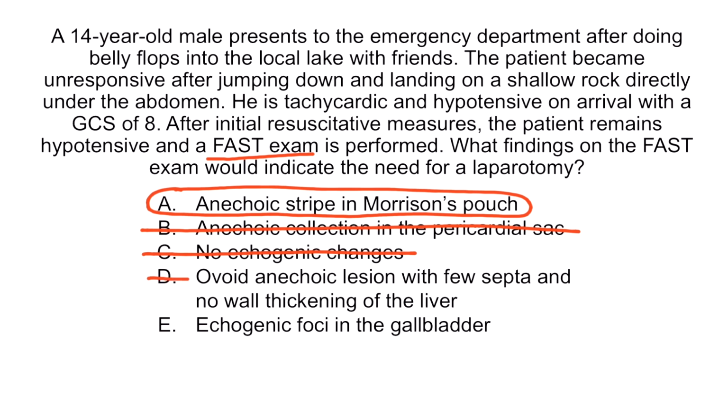D is incorrect because an ovoid anechoic lesion with few septa and no wall thickening is describing liver cysts, which are associated with various medical conditions but not abdominal trauma and generally do not require treatment. Echogenic foci in the gallbladder is the sonographic description of gallstones, which is not an indication for laparotomy, so E is incorrect. And that concludes the section on abdominal trauma.